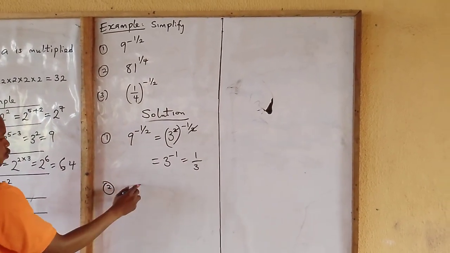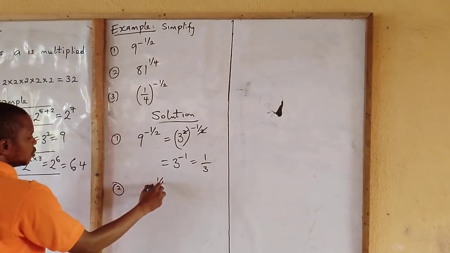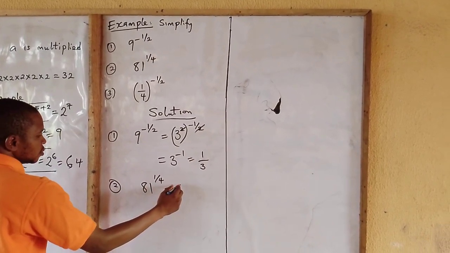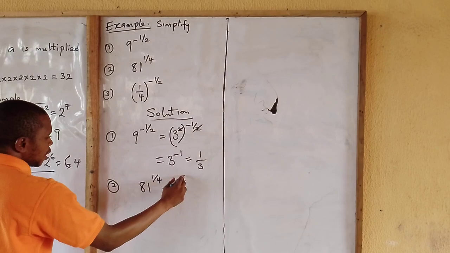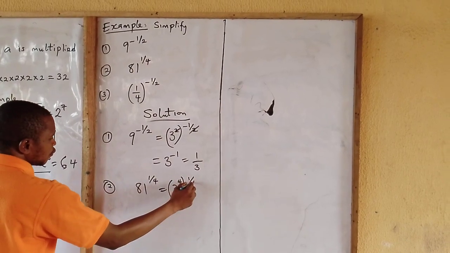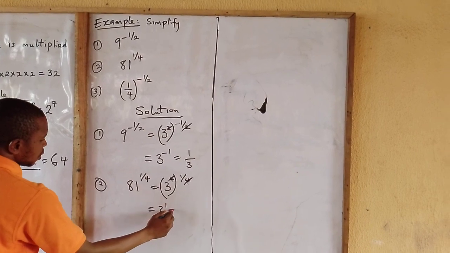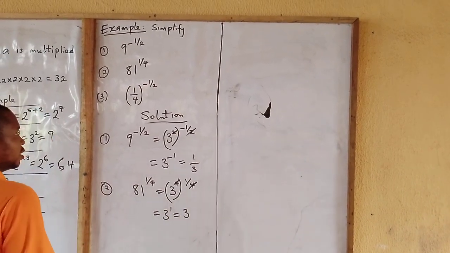Number 2, we have 81 raised to the power 1 over 4. This 81 is equal to 3 raised to the power 4 in brackets of 1 over 4. So this 4, we eliminate this 4 here. We have 3 raised to the power 1, which is equal to 3.